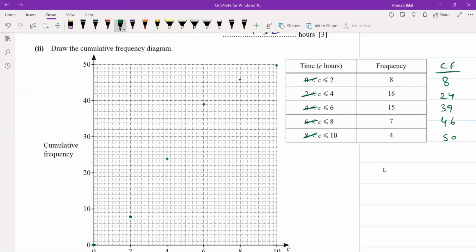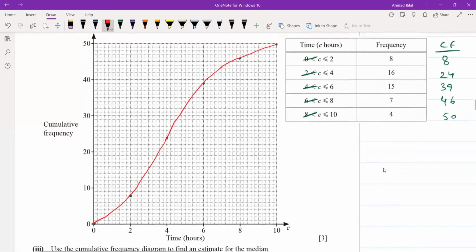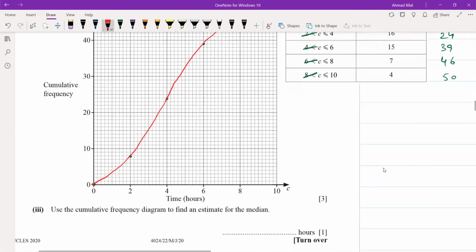Okay, so you've got these points. आपको सिर्फ क्या करना है? इनको join कर देना using that curve. Again, you have to make sure that you're doing it with a pencil. So you can erase and correct if you need to. So this is what the curve looks like. Yeah, cumulative frequency curve की shape तकरीबन इसी तरह की होती है हमेशा. So that's our cumulative frequency curve.